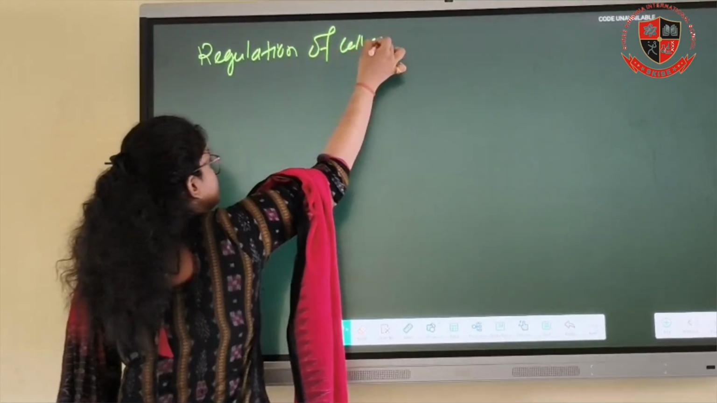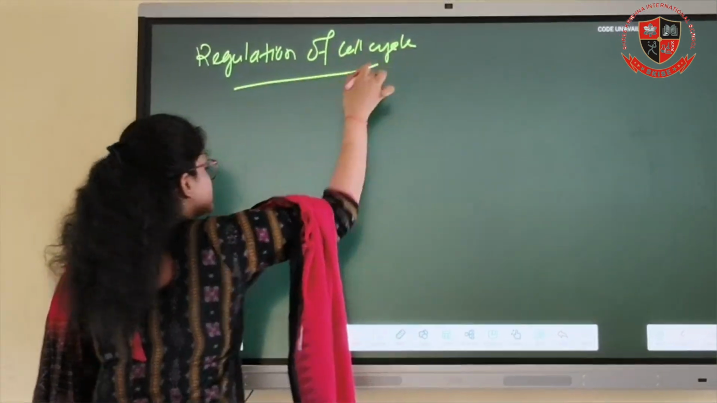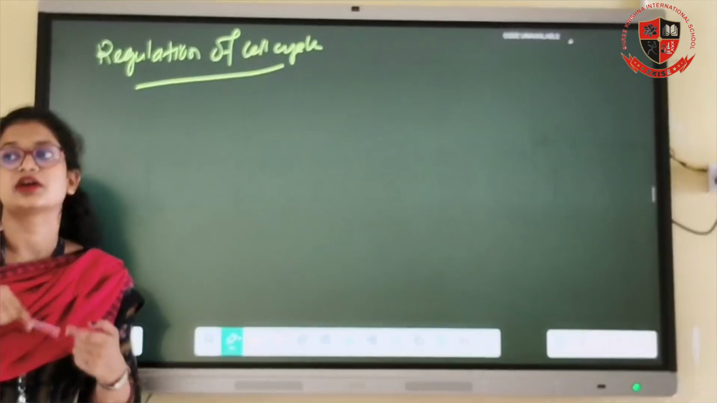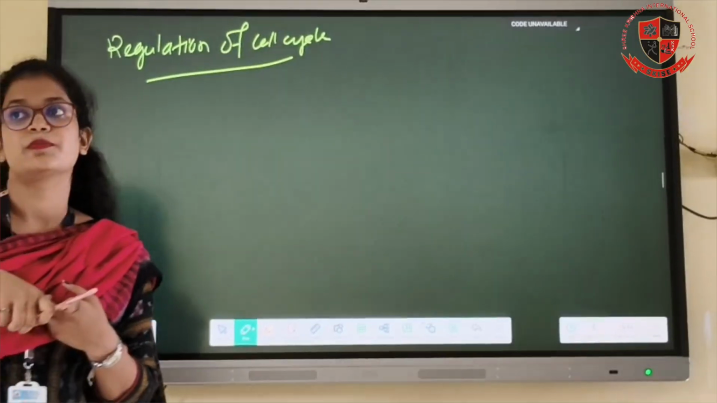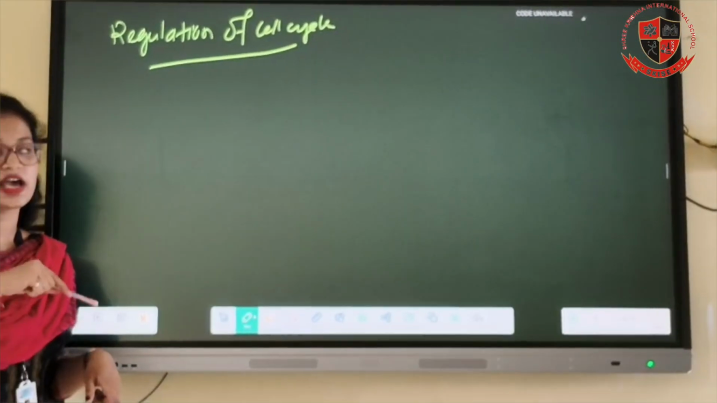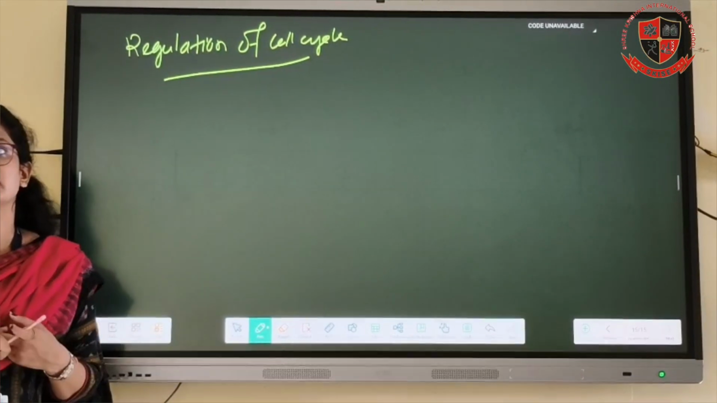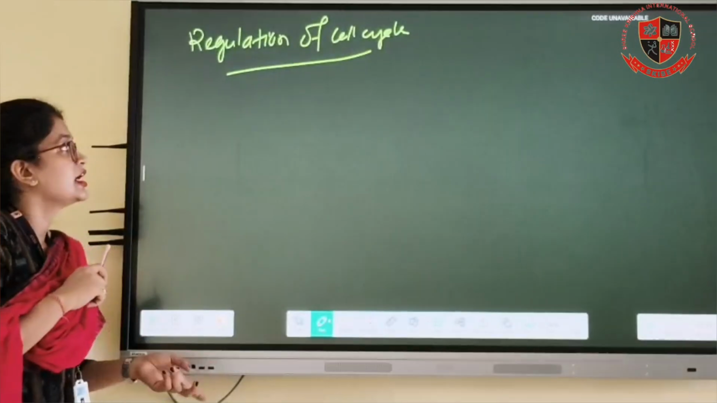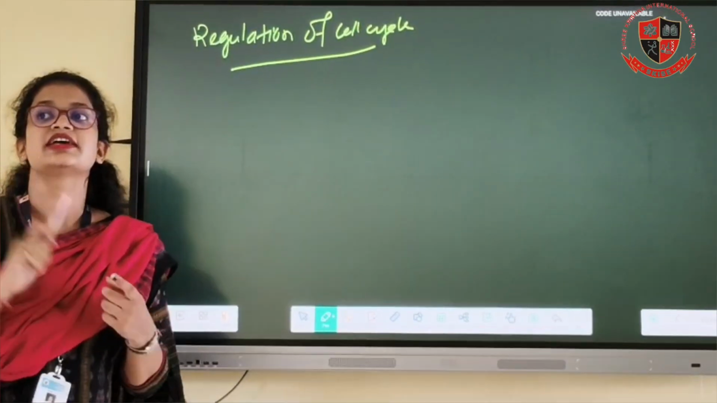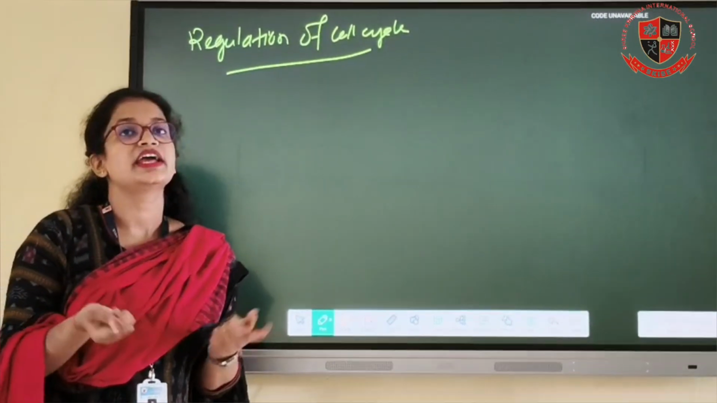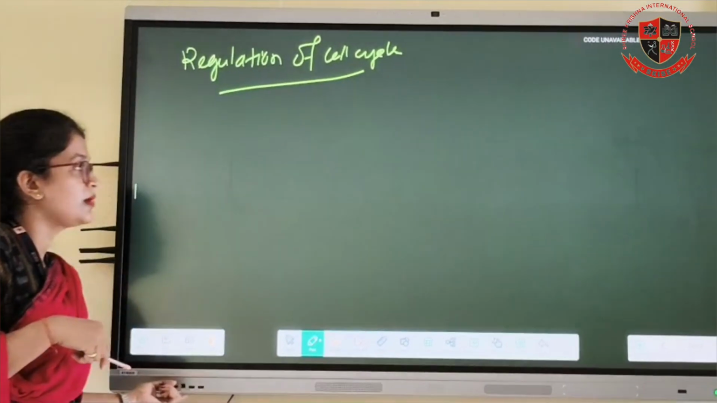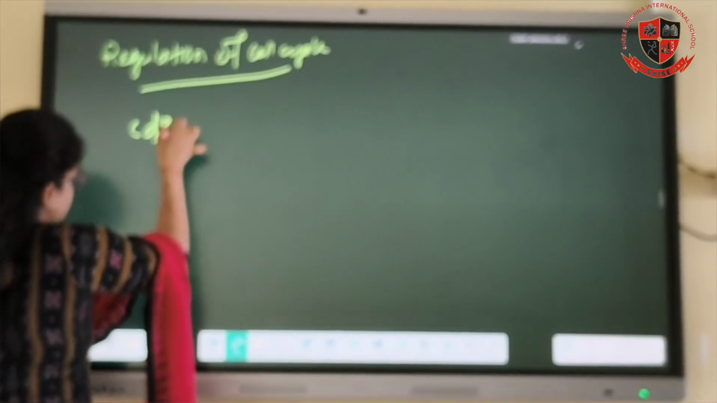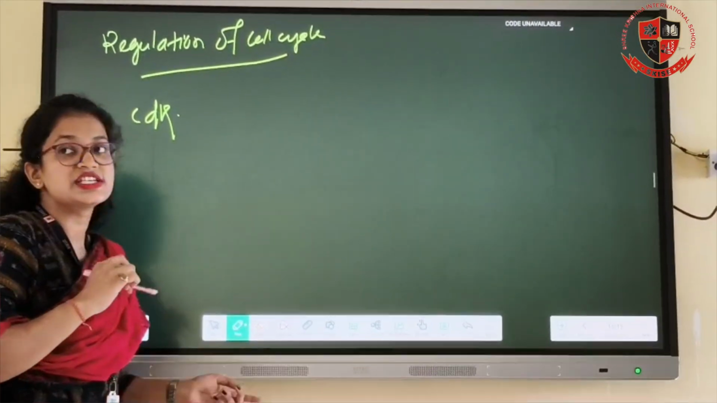Then regulation of cell cycle. Regulation of cell cycle means checking whether the cell cycle is occurring properly or whether there is any defect. That is checked by proteins, cyclin and CDK. All the cell cycles going properly, or any defect, is controlled by cyclin and CDK.